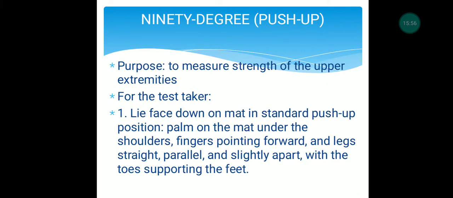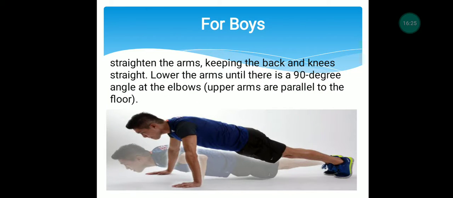So let's have 90-degree push-ups. The purpose of this exercise is to measure the strength of the upper extremities, or your upper arms. For the test taker, lie face down on the mat in a standard push-up position, palms on the mat under the shoulders, fingers pointed forward, and legs straight, parallel and slightly apart with the toes supporting the feet. For boys, straighten the arms keeping the back and knees straight, and lower the arms until there is a 90-degree angle at the elbow and the upper arm is parallel to the floor.